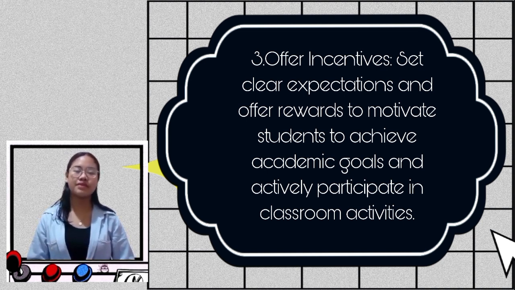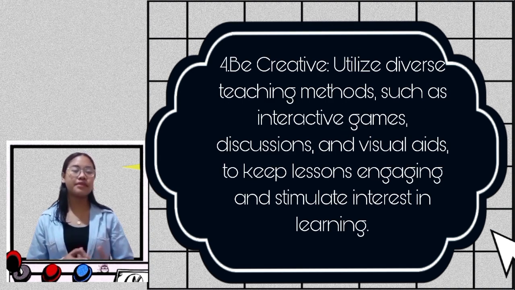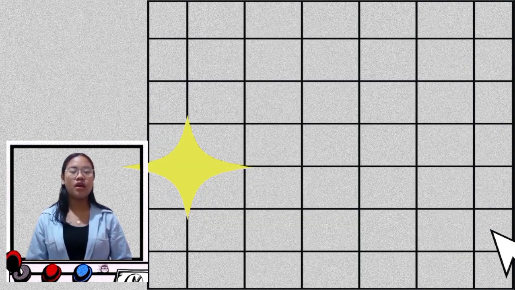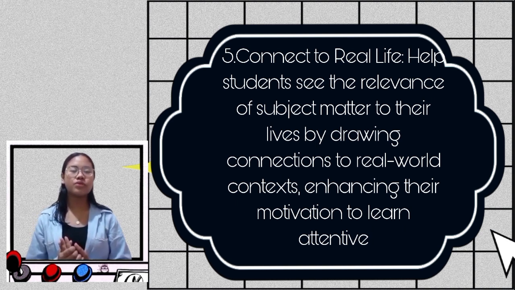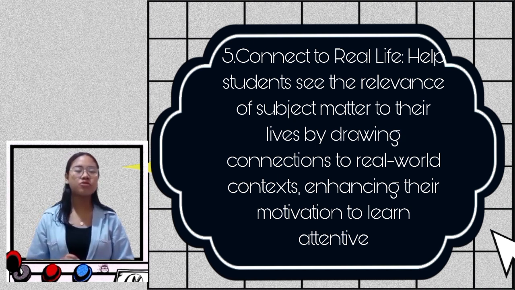Third is offer incentives. Set clear expectations and offer rewards to motivate students to achieve academic goals and actively participate in classroom activities. Fourth is be creative. Utilize diverse teaching methods such as interactive games, discussions, and visual aids to keep lessons engaging and stimulate interest in learning. Fifth is connect to real life. Help students see the relevance of subject matter to their lives by drawing connections to real-world contexts, enhancing their motivation to learn.